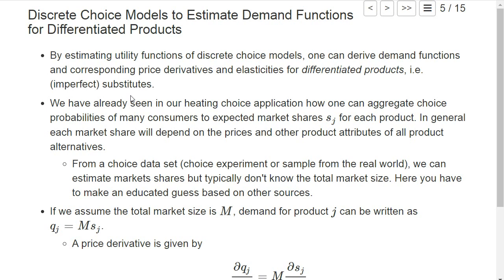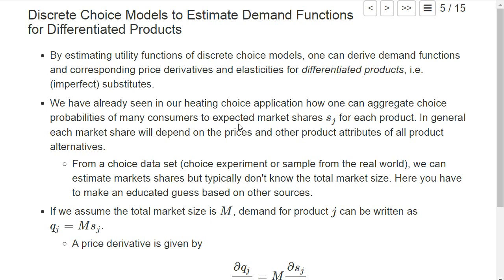If we run a discrete choice experiment and estimate the utility functions, we can in principle derive demand functions and corresponding price derivatives and elasticities for so-called differentiated products. So these are basically imperfect substitutes. Think of cars. That's a very good example. So how does this work?